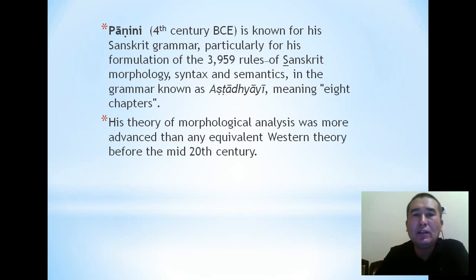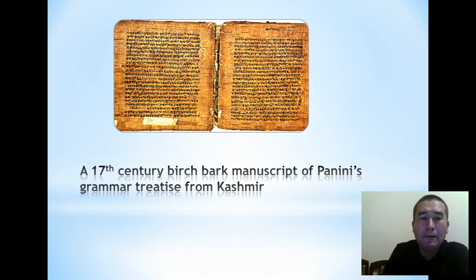Panini is known for his Sanskrit grammar, particularly for his formulation of the 3,959 rules of Sanskrit morphology, syntax, and semantics. The grammar known as Astadhyayi, meaning 8 chapters. So we can say Panini is the father of traditional old grammar. His theory of morphological analysis was more advanced than any equivalent Western theory before the mid-20th century. Here is a 17th century Birch bark manuscript of Panini's grammar treatise from Kashmir. You can see his book on the screen.